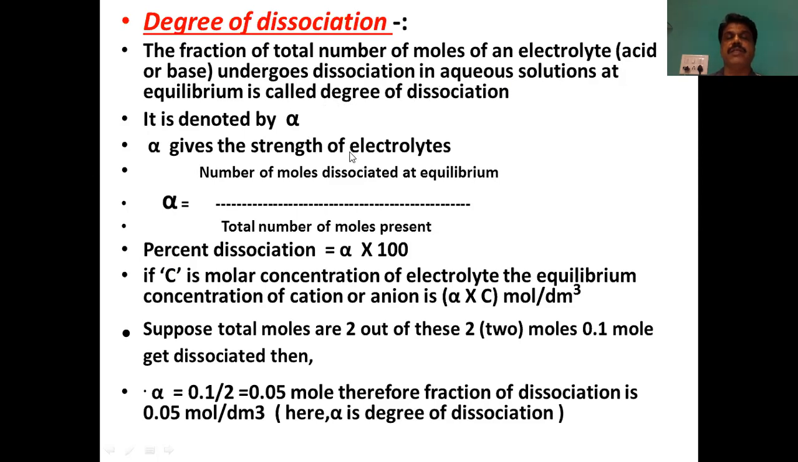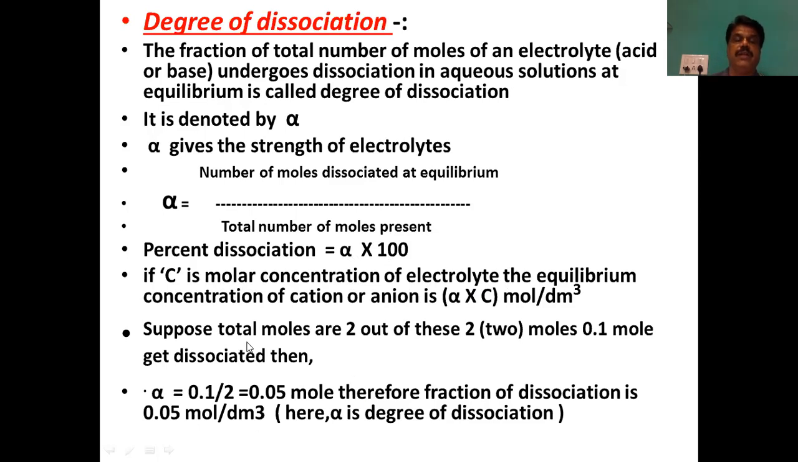This alpha gives the strength of the electrolyte. How will you calculate this alpha? Alpha, the degree of dissociation, is the ratio of the number of moles dissociated at equilibrium to the total number of moles present. Then percent dissociation is equal to alpha into 100. If C is the molar concentration of the electrolyte, then the equilibrium concentration of cations or anions is alpha into C mole per dm cube.